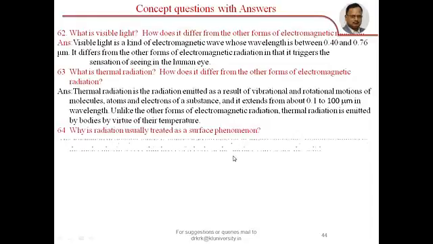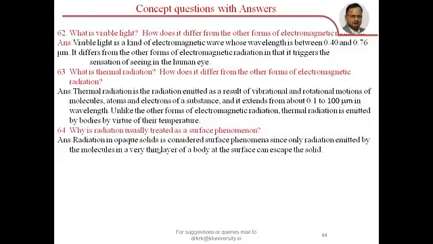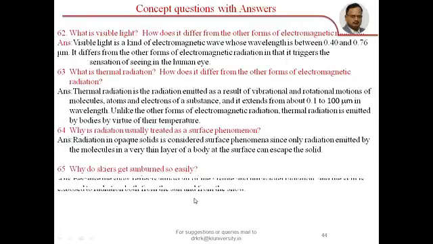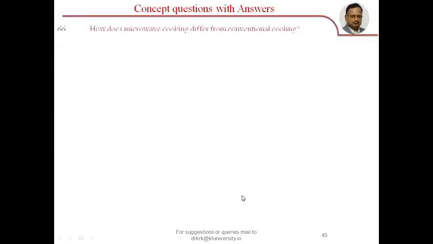Why is radiation usually treated as a surface phenomenon? In opaque solids, it is treated as a surface phenomenon since only radiation emitted by the molecules in a very thin layer of the body at the surface can escape the solid. Why do skiers get sunburned so easily? Because the snow reflects almost all of the visible and ultraviolet radiation. The skin is exposed to this ultraviolet radiation, both from the sun and from the snow.